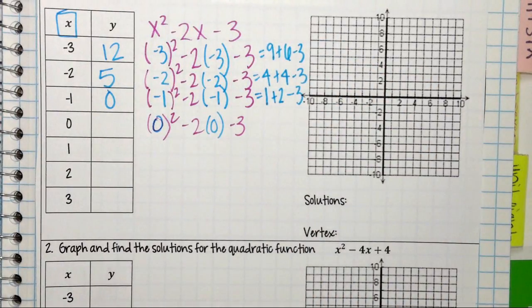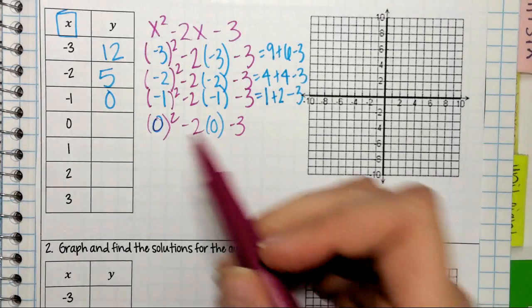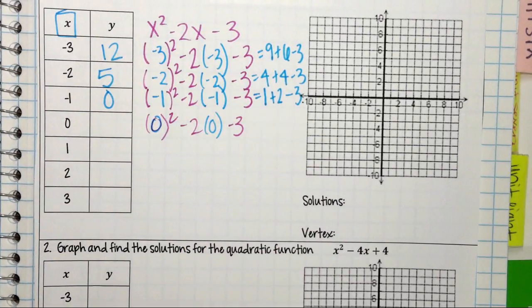Now, do you have to write this process column every time if you can do it in your head? No. But it's going to help. All right, 0 squared is 0. 2 times 0 is 0. 0 minus 0? Negative 0 minus 3?